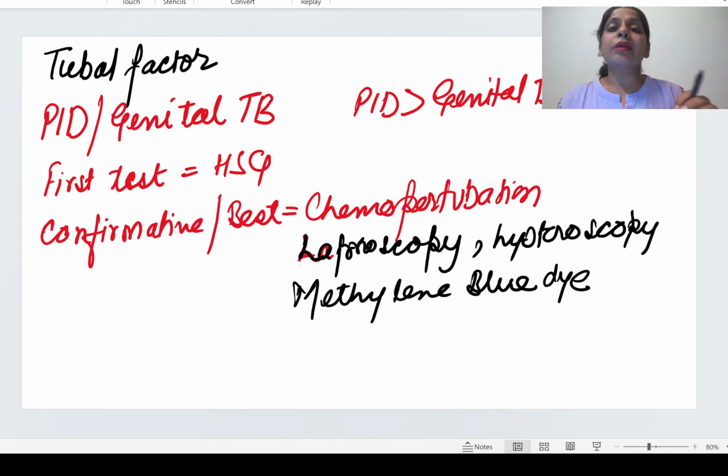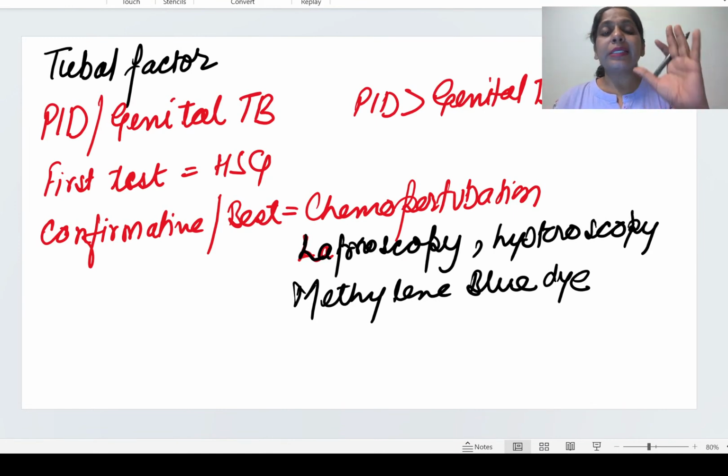Tubal factor means tubes have blocked, so the ovum cannot reach the tubes, so fertilization cannot occur. It is found in PID. Last FMG question: which is the most affected organ in TB? It's the fallopian tubes. Now I ask you, which is the most commonly affected part of the fallopian tube? It is the ampulla.